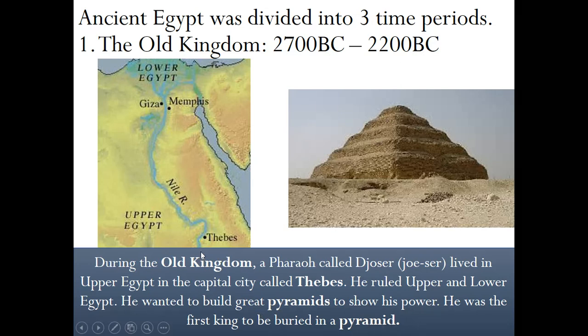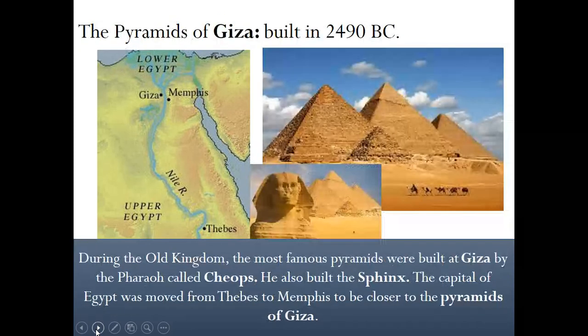So this is one of the first pyramids. You can stop the video to have a look. The pyramids of Giza, built in 2490 BC. During the Old Kingdom, the most famous pyramids were built at Giza by the pharaoh called Cheops. He also built the Sphinx, and that is the Sphinx. The capital of Egypt was moved from Thebes to Memphis to be closer to the pyramids of Giza. Again, stop the video to have a look.